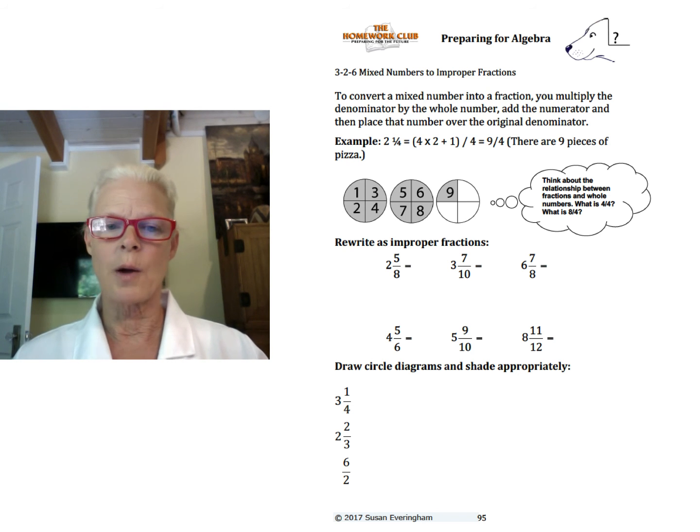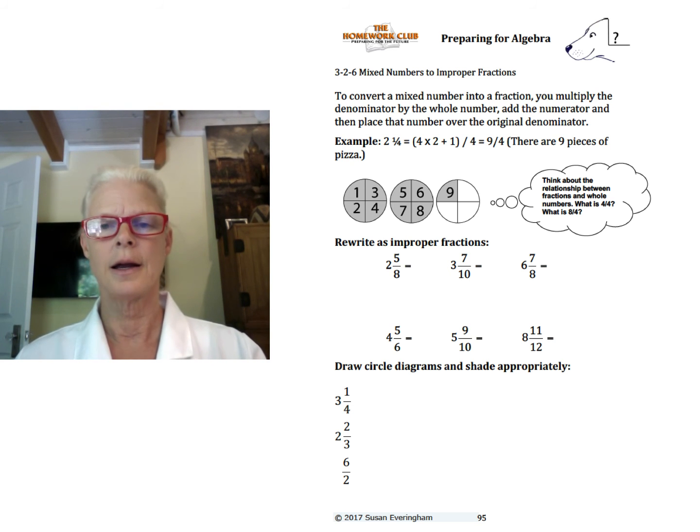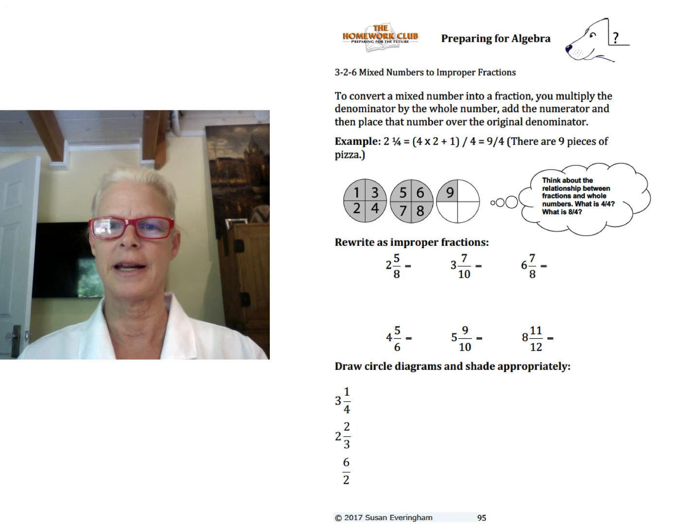At the bottom, I want you to draw circle diagrams, like we have up here, of the answer. So 3 1/4, knowing that the denominator is going to be 4, so all your pies are cut up into 4. So you're going to have 3 whole pies shaded, plus 1/4 of a 4th pie shaded. All right, give you an idea there. We'll see you on page 96. Bye.